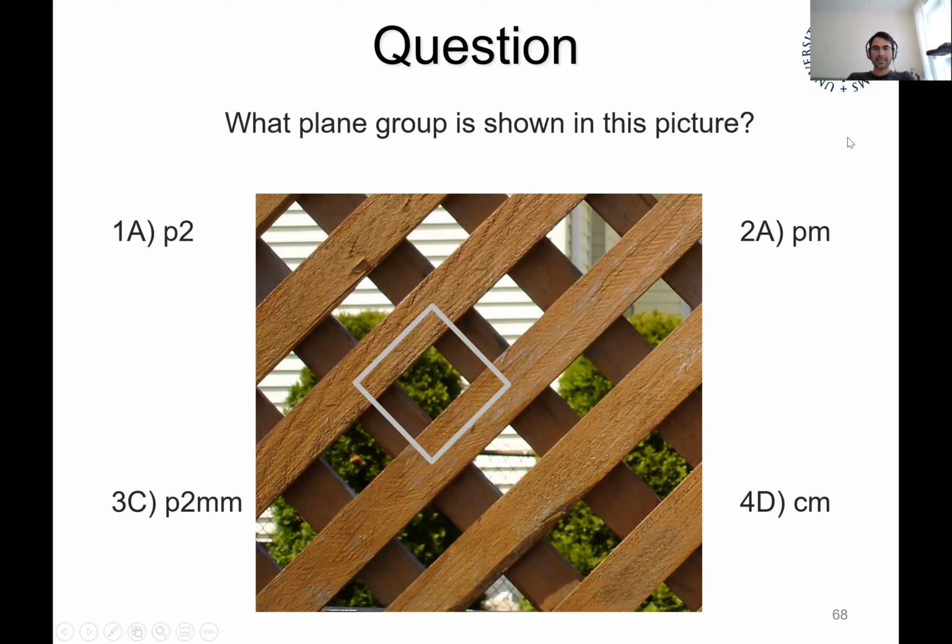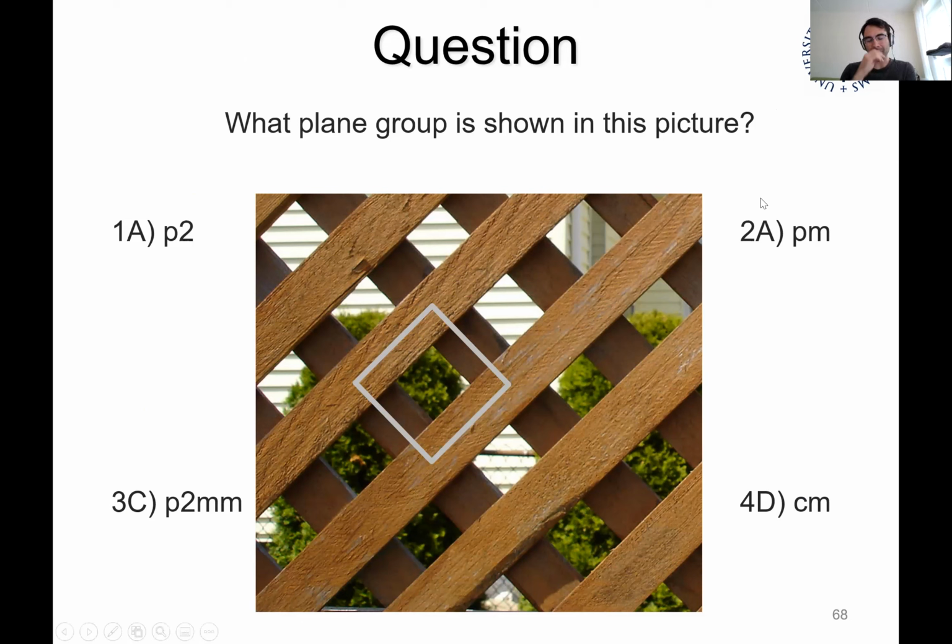Any guesses yet? I could guess, if you have one. Should I explain it or just say it? Saying it is great, but explaining it would be even better. So maybe P2mm? Yeah, that's correct.